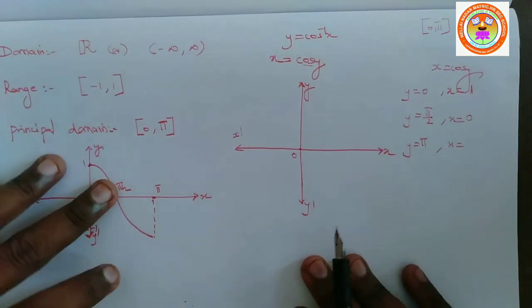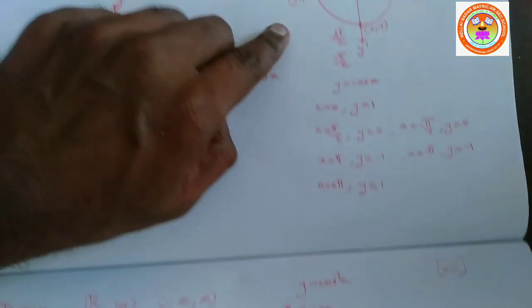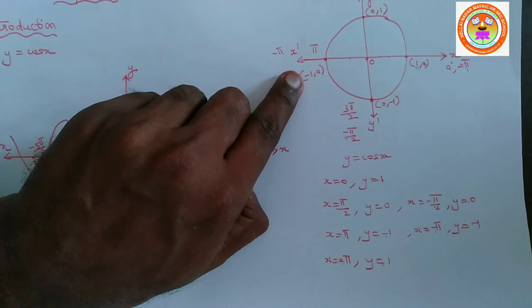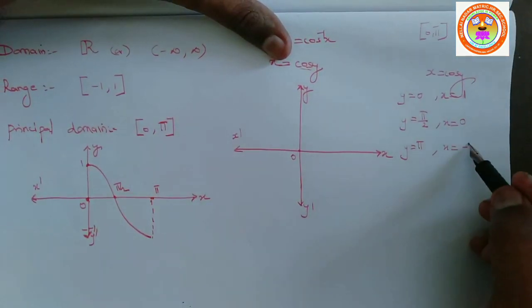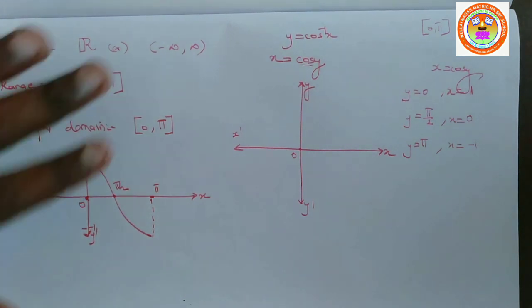Next, I choose y equal to pi. What is the cos pi value? First one is cos, second one is sin. The cos pi value is minus 1. So write minus 1. So using this, I am going to draw the diagram.